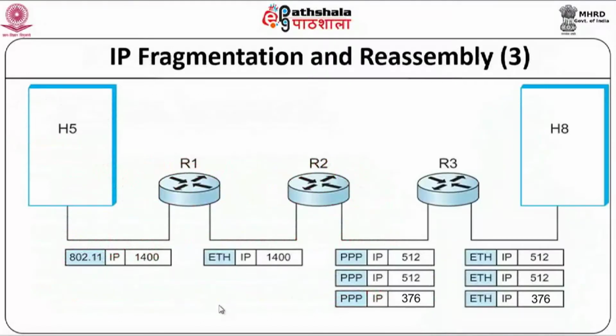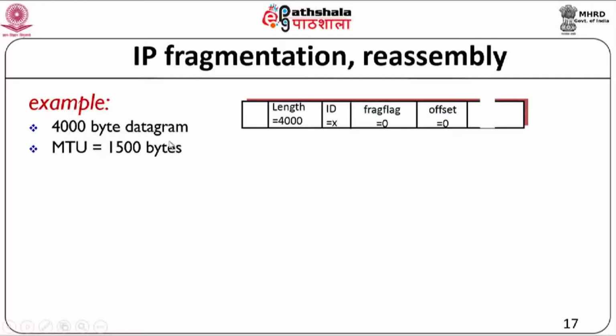So, we will take an example of how this is done. Just to give you an overview, if I have a 1400 byte packet coming in, it has to be sent over a PPP link which can't carry more than 512, it will have to be split into smaller packets. This is something which you do. So, here is a more detailed view of the same thing. We will take this example.